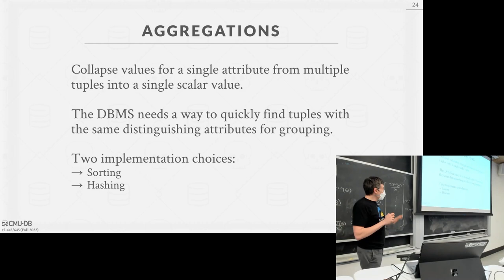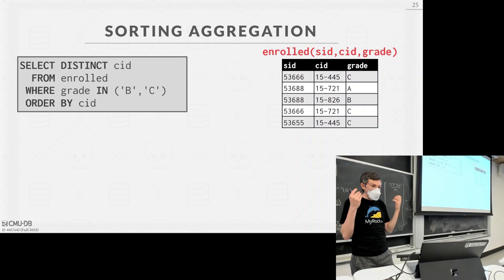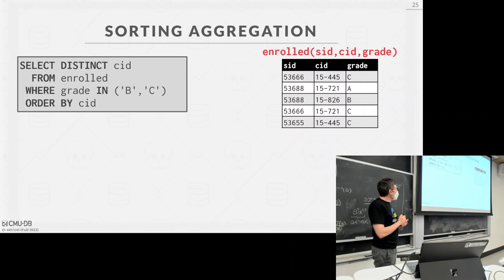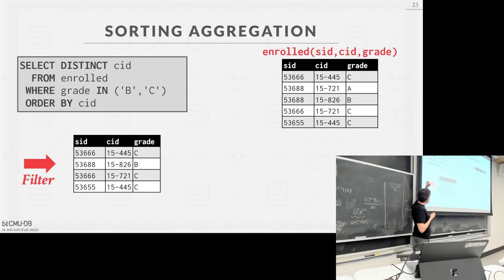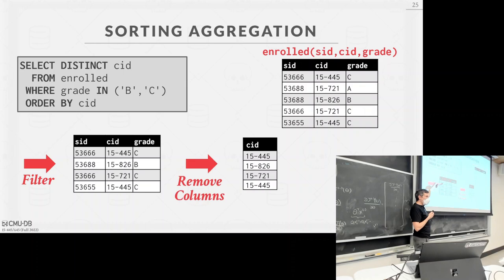So let's start with the simplest aggregation you could have, the distinct. You're just trying to find all the unique course IDs from the enroll table. I'm not showing what the query tree looks like, but you can assume that we have to scan the enroll table. We apply the filter in our where clause to find all the grades that are either B or C. And then we can do a projection early on as well, because we're assuming early materialization, so we don't have to copy a bunch of columns for our tuples as we go along. So we push down the projection, remove everything but the course ID, because that's the only thing we need to produce the result. And then we're going to sort the single column.